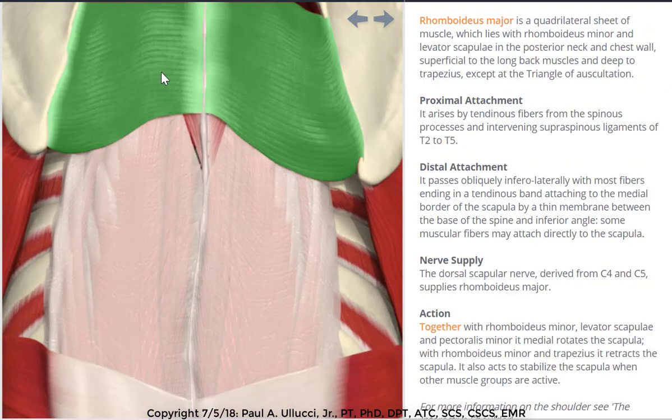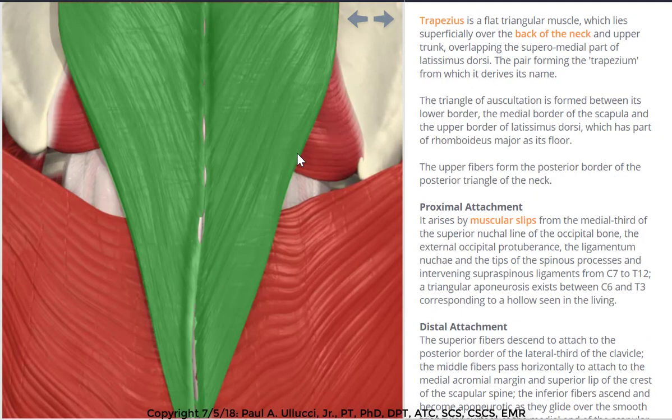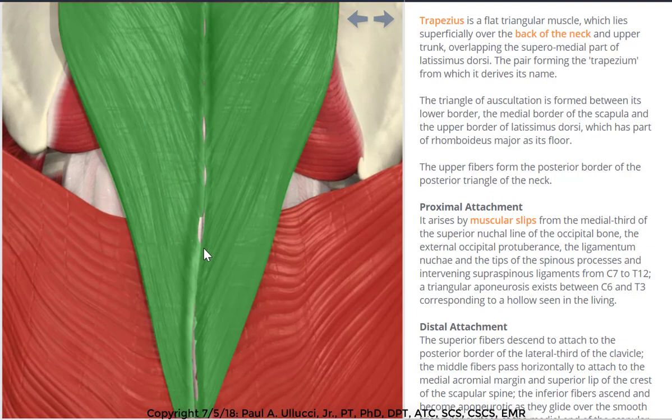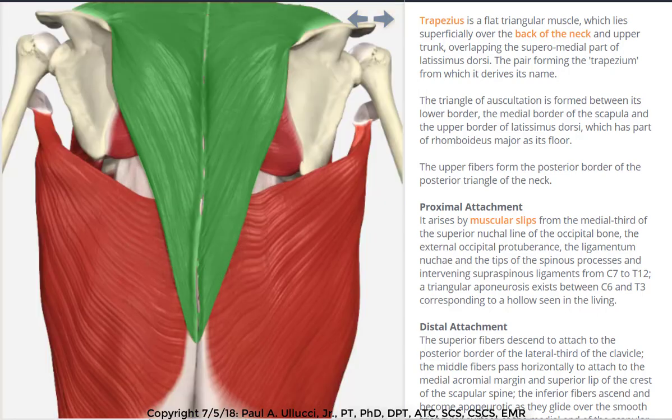We talked about the rhomboids before, but this is rhomboids major. We would see rhomboid minor above it. Here is the trapezius muscle, and then of course that would make this the lats. Now the traps are divided into upper, middle, and lower trap based upon their orientation of their fibers. You can see that this is angulated upward.